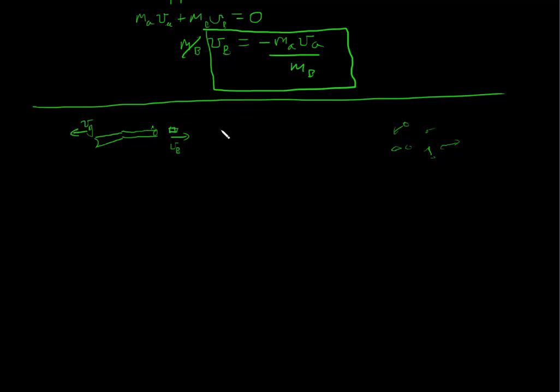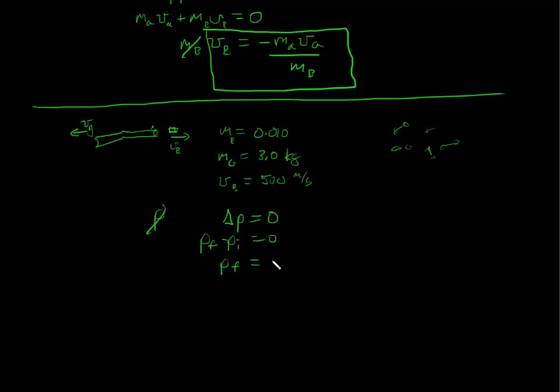Let's say the mass of the bullet is 0.01 kilograms. The mass of the gun is 3.0 kilograms. And the velocity of the bullet comes out at 500 meters per second. All right. So the setup: momentum is conserved, so you can actually start like this. The change in momentum is equal to 0. So the final momentum minus the initial momentum is equal to 0. That means that the final momentum is equal to the initial momentum.